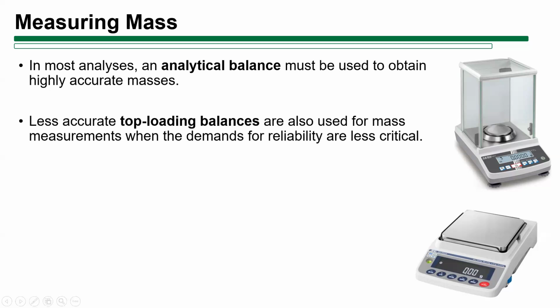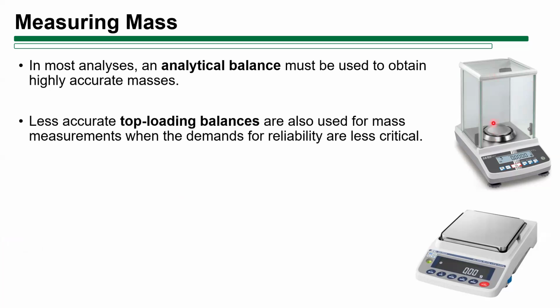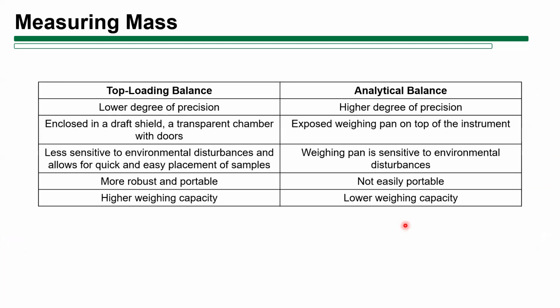Okay, so again, the analytical balance is the one here, the one that's more protected, and this is your top loading balance. So this is just a comparison between top loading and analytical balance, right? Top loading has a lower degree of precision, while analytical has a higher degree of precision. Oops, this is the other way around. Hold on. Let me exchange them.